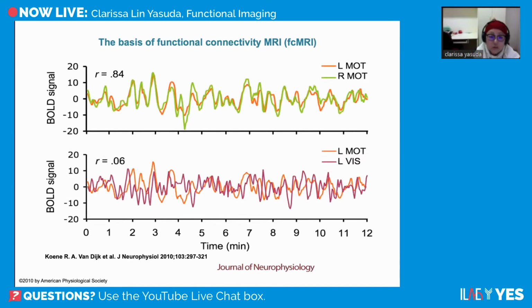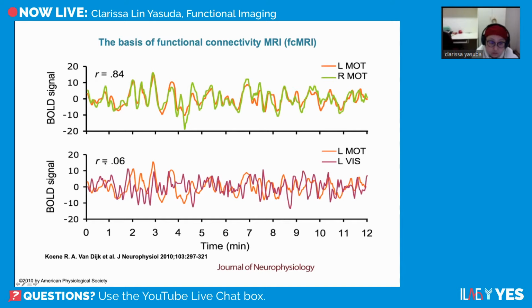So imagine you have the time over here, and then you are extracting the BOLD signal in the left motor area and in the right motor region during rest. So the subject is lying down, eyes closed, but not sleeping. Even during rest, the BOLD signals from the two regions are very well correlated. So it gives you a Pearson correlation index of 0.84. If you compare the BOLD signal from the left motor region with the left visual area, they are not related.